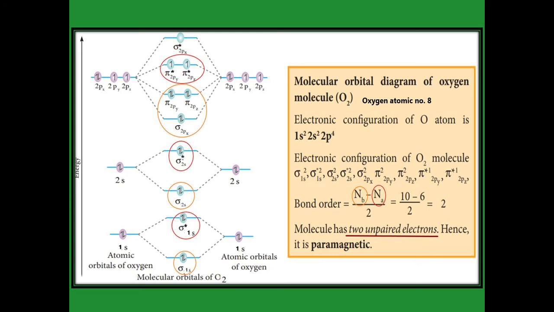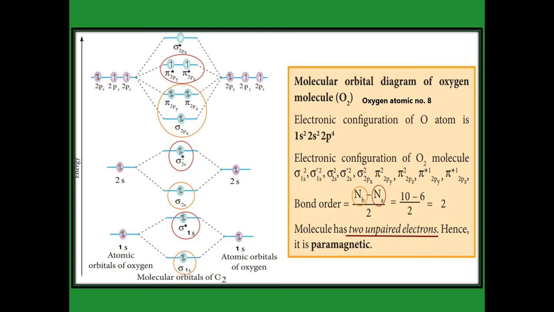Now the electronic configuration of the oxygen molecule: sigma 1s 2 electrons, sigma star 1s 2 electrons, sigma 2s 2 electrons, sigma star 2s 2 electrons. You see the diagram, you can easily write the electronic configuration. After sigma star 2s: sigma 2px 2 electrons, pi 2py 2 electrons, pi 2pz 2 electrons, pi star 2py 1 electron, pi star 2pz 1 electron.